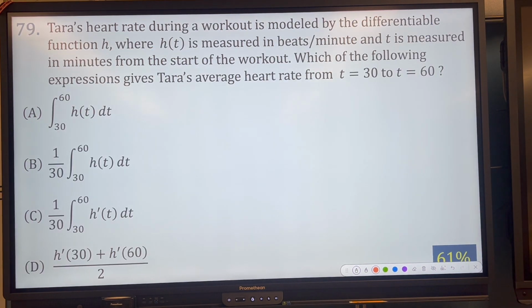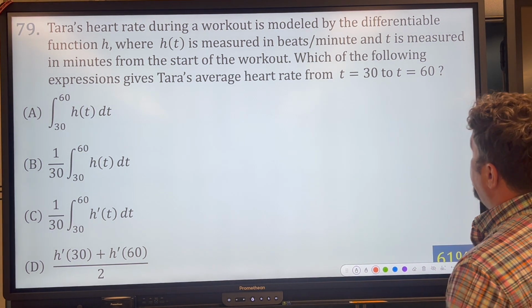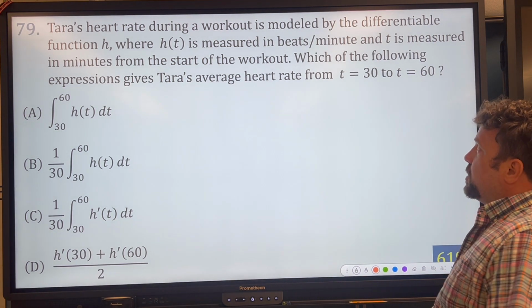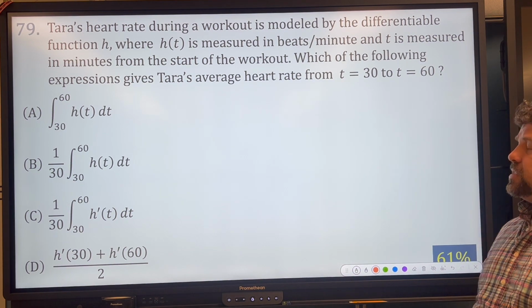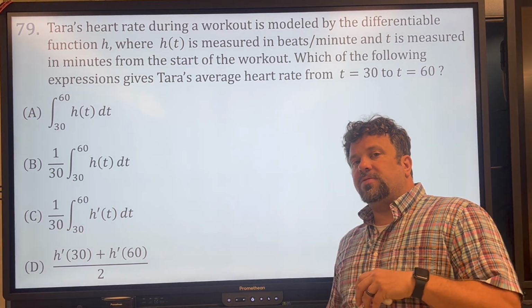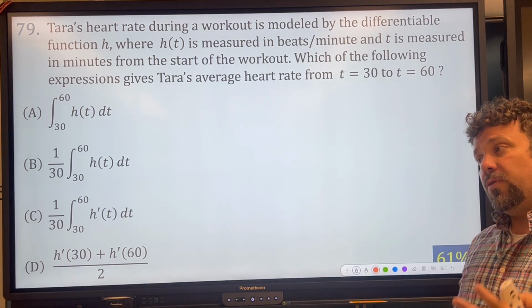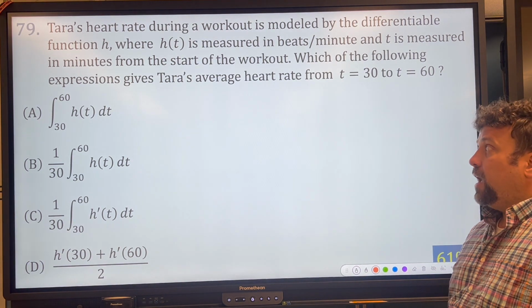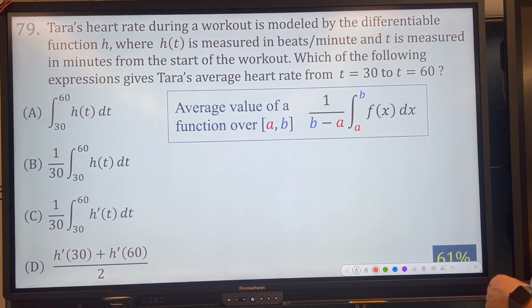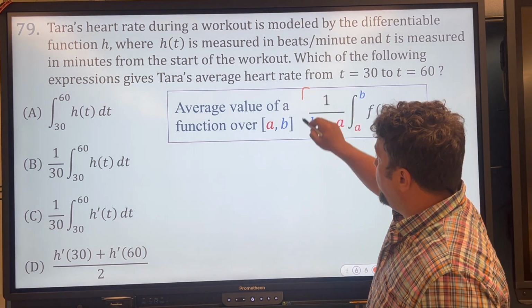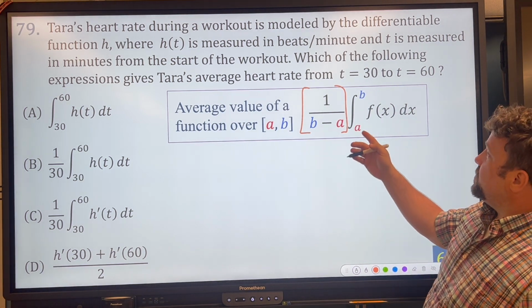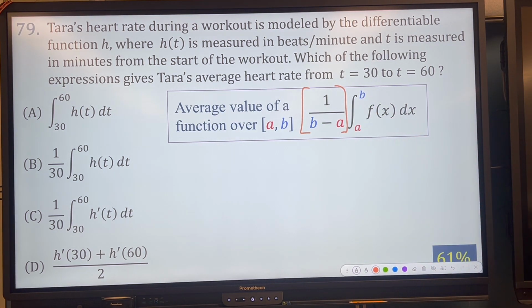Next one. Tara's heart rate during a workout is modeled by the differentiable function h, where h of t is measured in beats per minute, and t is measured in minutes from the start of the workout. Which of the following gives Tara's average heart rate from t equals 30 to t equals 60? Now you have to know the average value formula. Once again, another formula given to you on the sheet that is very, very important to memorize, okay? The average value of a function over [a, b] is, here's what a lot of people forget, don't forget the 1 over b minus a, and then it's the integral from a to b of f of x dx.